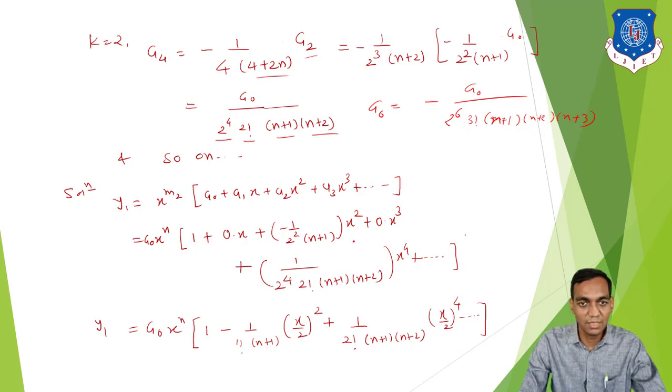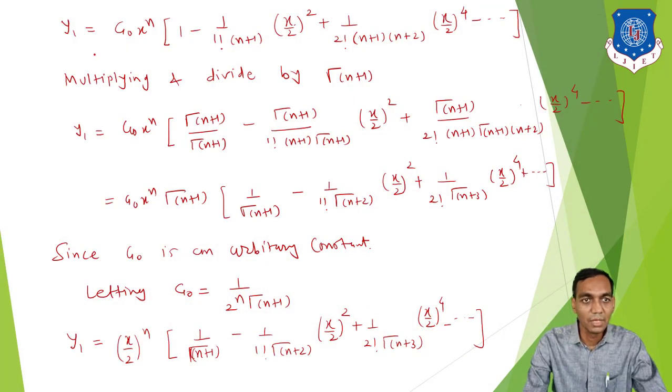See, this 2 square is written here. In the same manner, this 2 raised to 4 is written here, in the form of 1 upon 2 factorial n plus 1, n plus 2 into x by 2 raised to 4. Now this is your y1. What we are going to do is multiply and divide by gamma n plus 1. Now if you write this in the form of gamma n plus 1, this will be gamma n plus 1 upon gamma n plus 1.